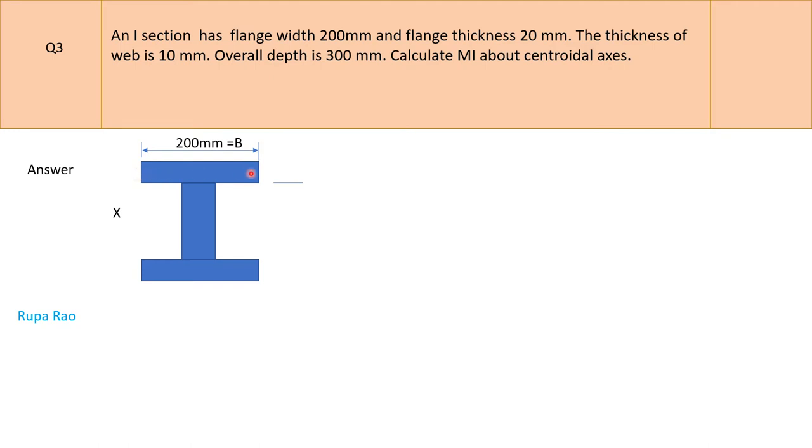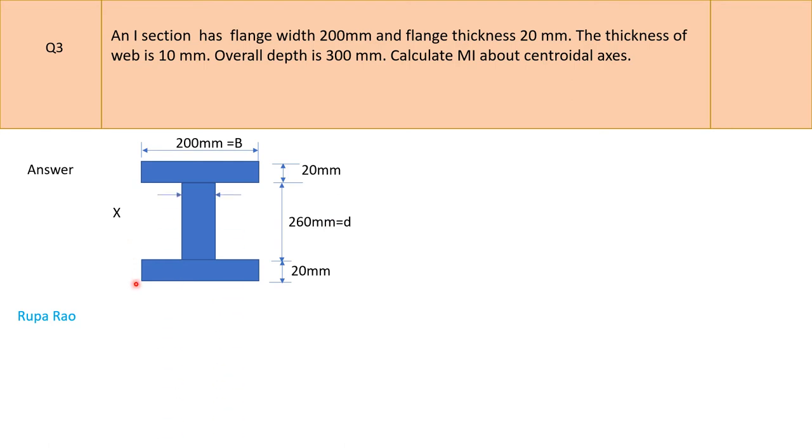This top rectangle is called as flange. This is the top flange. The bottom rectangle is also called as flange, and this vertical rectangle is called as web. Now the vertical dimensions I am showing, the thickness of the flange is 20 mm, so this is 20 mm at top and bottom. Overall depth is 300, so from here to here, this inner height of the web will be 300 minus 20, again minus 20, so 260, 300 minus 40, and we call this as small d.